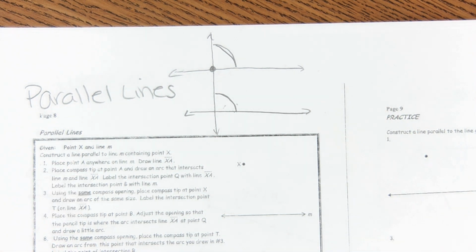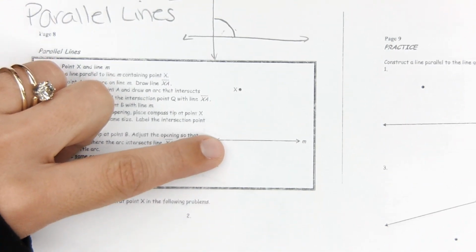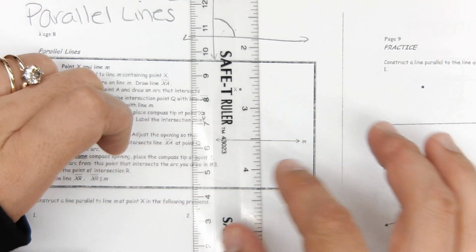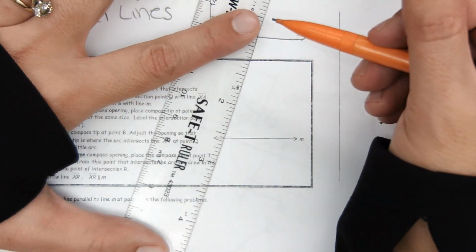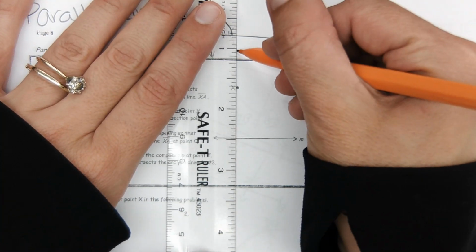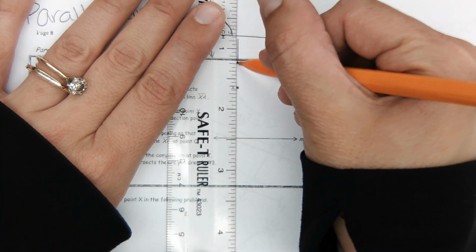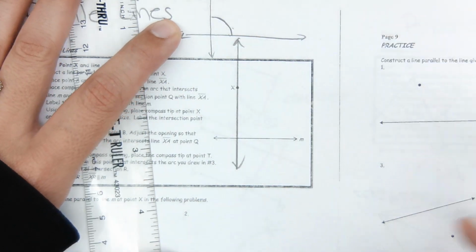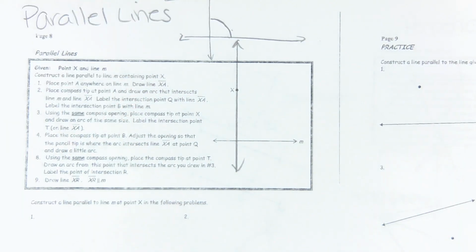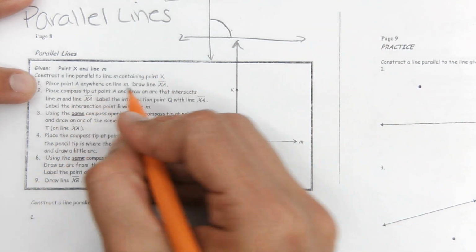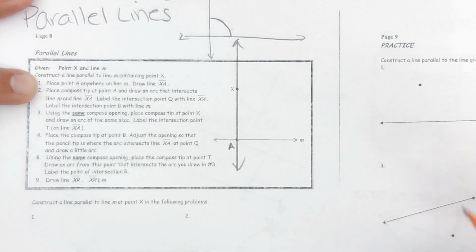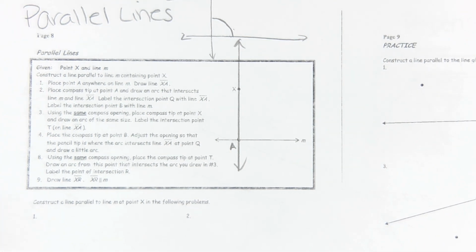So first step, we're going to do this example right here, is to draw a transversal through point X and the line. And it doesn't even need to be perpendicular. You could even do it sideways, but I would like it perpendicular-ish. Okay, so I just drew a transversal. And then we're going to call this point A. There we got the transversal.